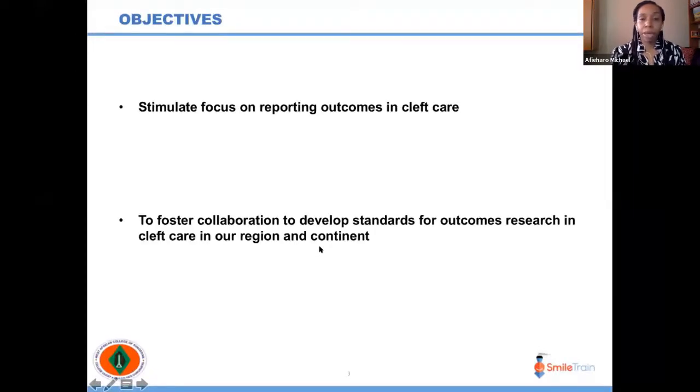I do hope at the end of this presentation we will stimulate our focus on reported outcomes in our cleft care intervention, and hopefully we can collaborate more to develop standards for outcome research in cleft care in our region and our continent.